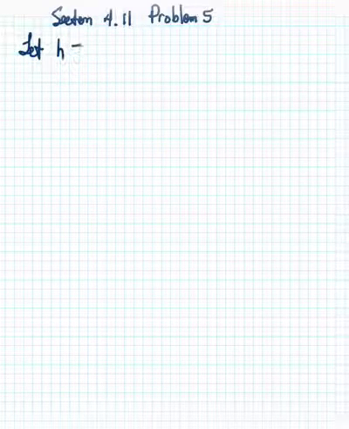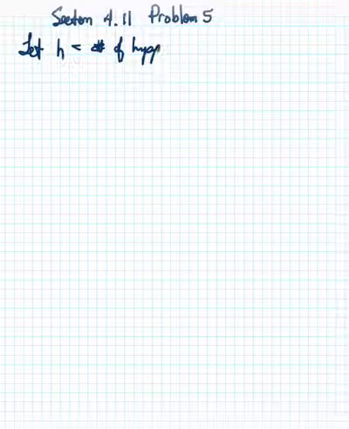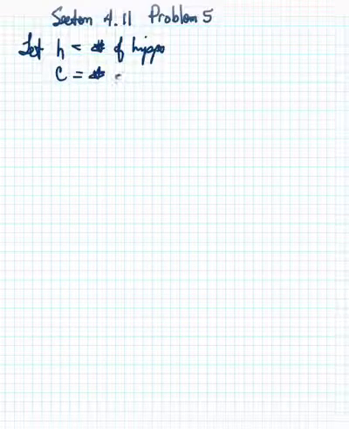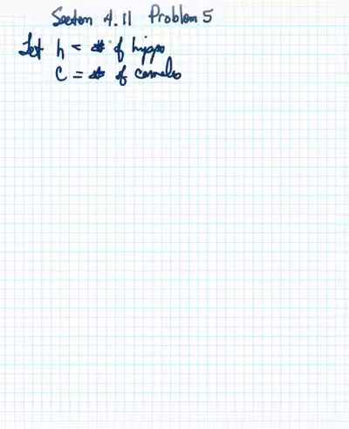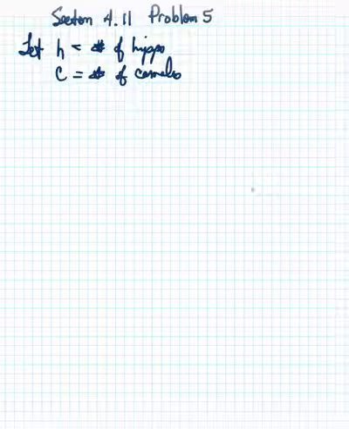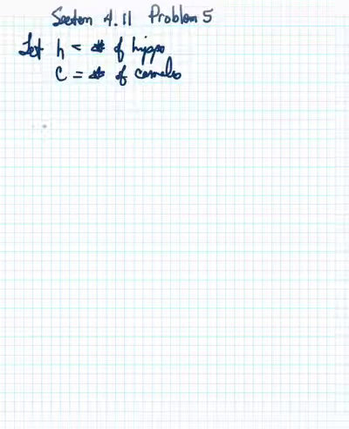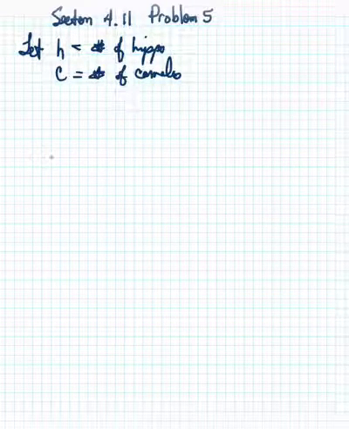Let's let H equal the number of hippo planes, and C equal the number of camels. It doesn't matter which one is put on the x-axis and which one is on the y. It actually works out the same either way. It'll look a little different, but it'll work out the same.